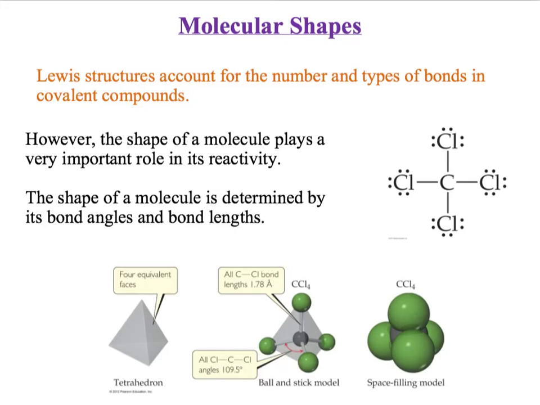There are a couple of things to note here. One is that if we look at this picture, we can see that all 6 bond angles are spread evenly at 109.5 degrees. All of the bond lengths between the carbon and the chlorine are 1.78 angstroms. This is typical of what we call a tetrahedral shape.